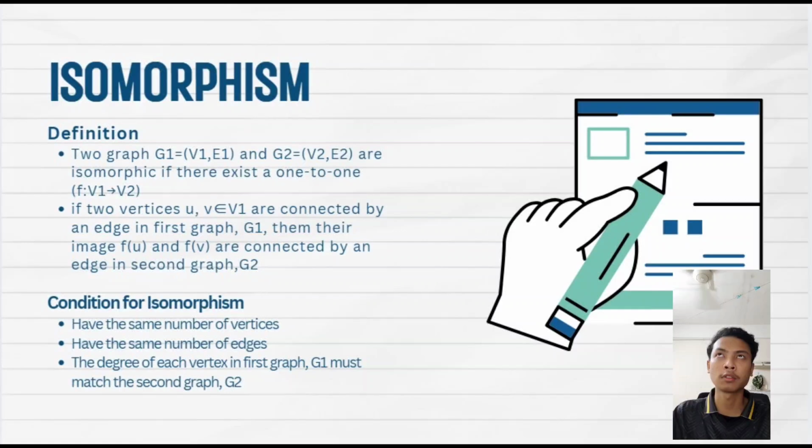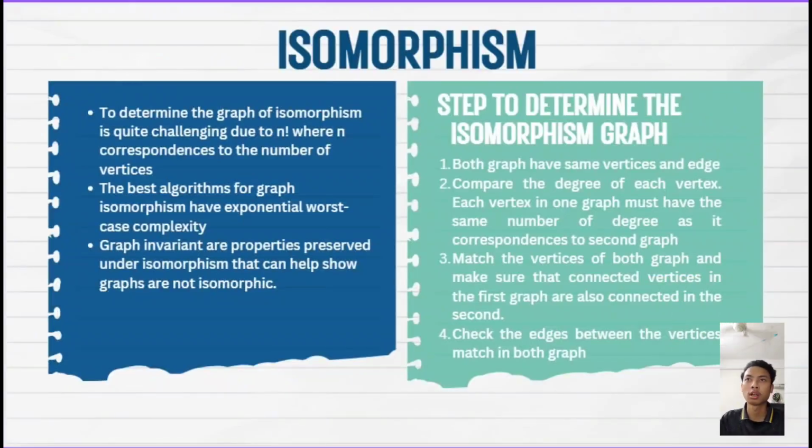For example, if the first graph has vertex A with degree 2, it needs to correspond to a vertex in the second graph that also has degree 2. Determining whether two graphs are isomorphic is quite challenging due to n factorial, where n corresponds to the number of vertices. The best algorithm for graph isomorphism has exponential worst case complexity, depending on the number of vertices. And graph invariants are properties preserved under isomorphism that can help show graphs are not isomorphic.